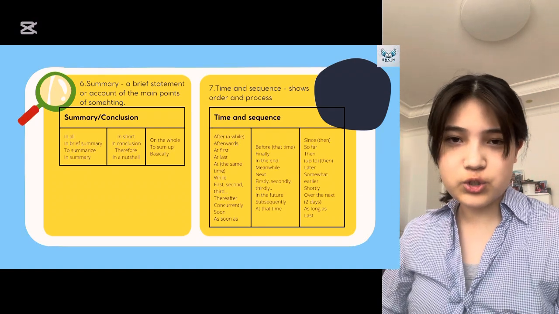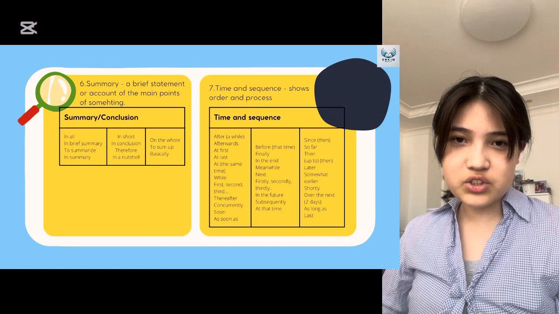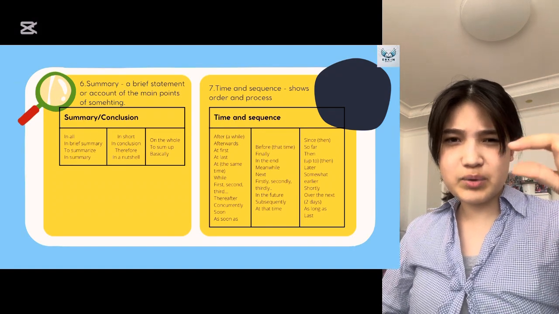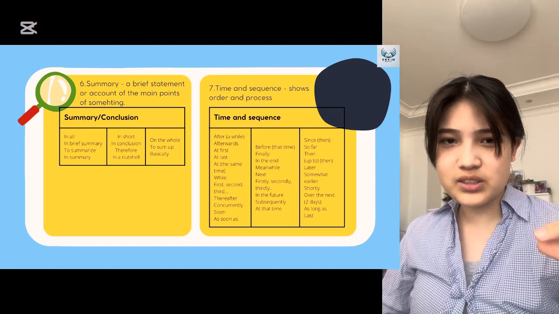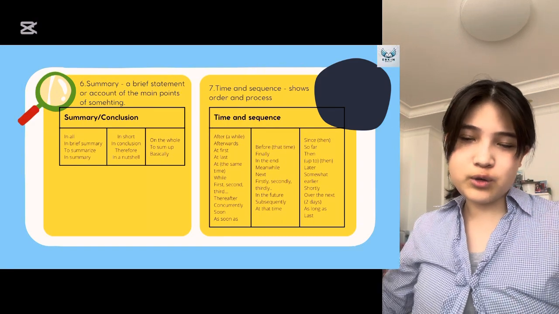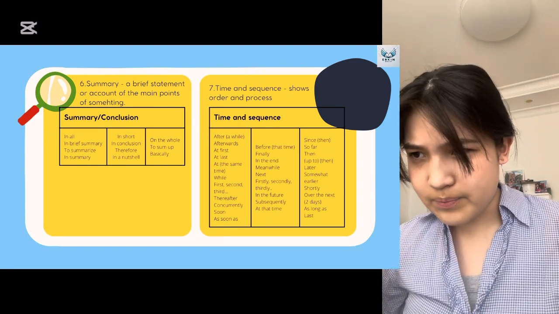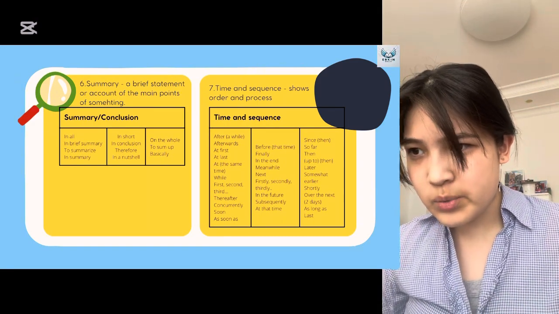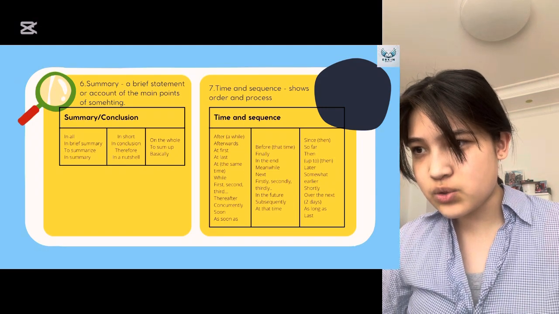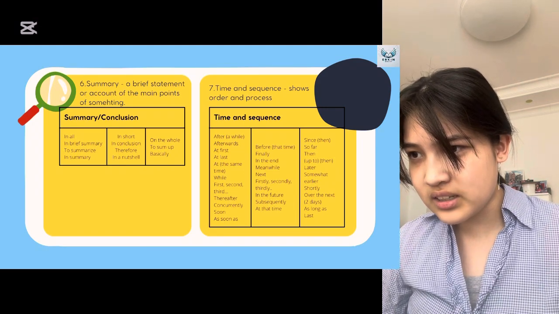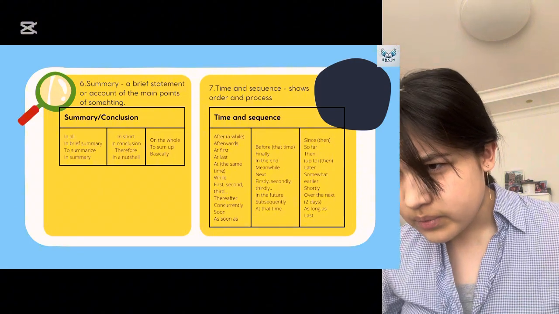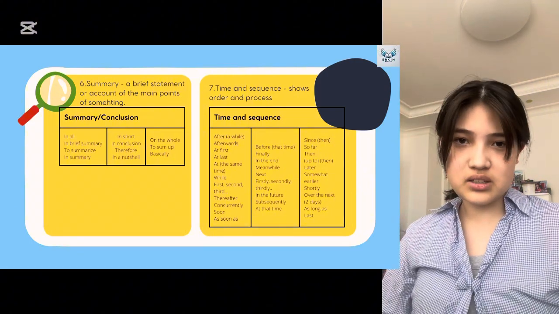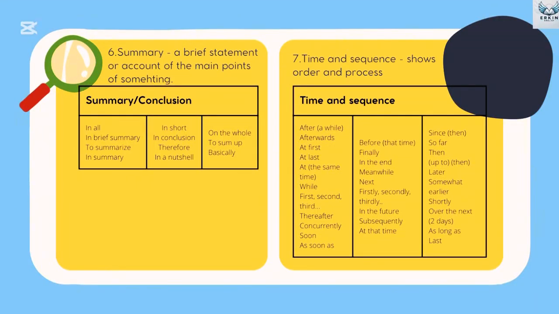And you can use this as a conclusion, and just as an end in your ending paragraph, you will probably need to use a word like overall or in all, in brief, summary, to summarize, and summary, in short, and conclusion, therefore, in a nutshell, on the whole, to sum up, basically. So then, our seventh type of cohesive device is time and sequence, which just shows the order and the process.